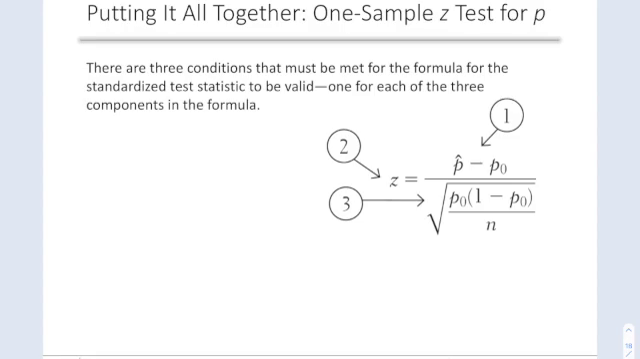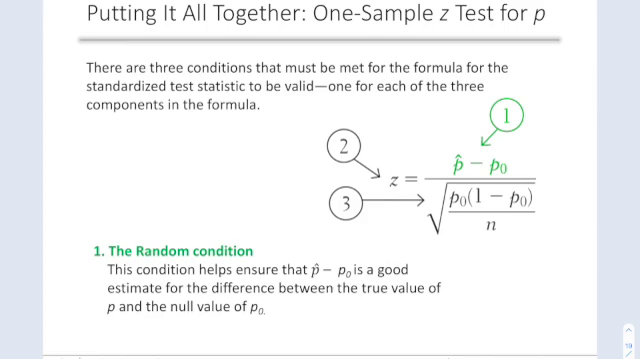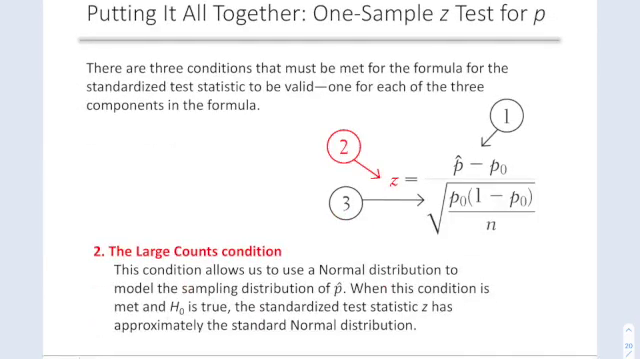So remember, when you're finding your test statistic in the formula, there are 3 parts. The first part is the random condition. This condition helps ensure that the statistic minus the parameter is a good estimate for the difference between the true value of p and the null hypothesis. This is that you have a random sample.